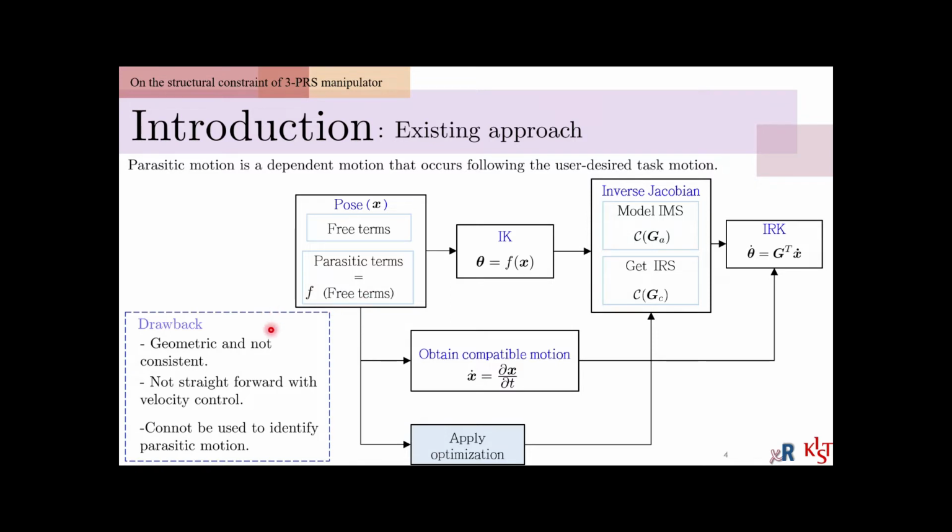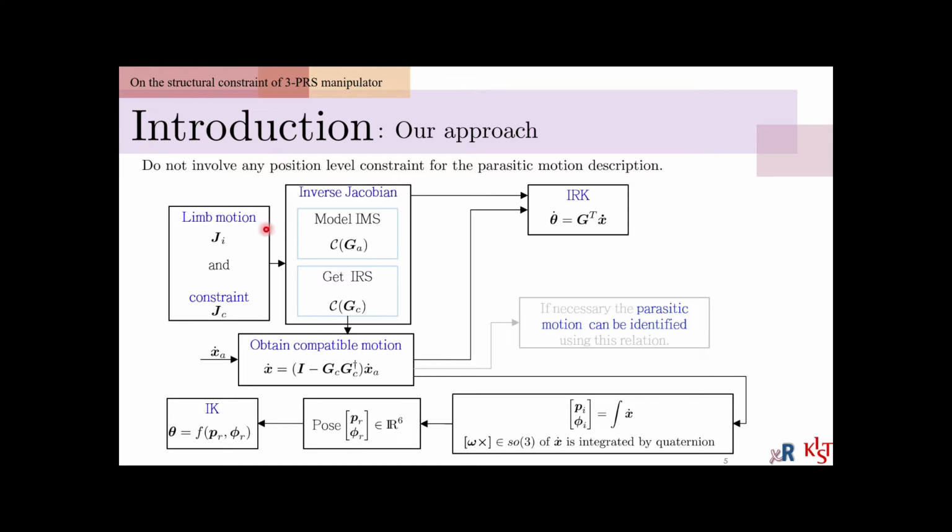Considering these drawbacks, we proposed an entirely velocity level approach. First, we analyze the limb motion at the velocity level and obtain the inverse Jacobian of the manipulator. The inverse Jacobian comprises the actuation and constraint ranges. To get a constraint compatible task motion, we project the constraint information of the manipulator onto its null space. Then we use the constraint compatible task velocity to solve the inverse rate kinematics. Moreover, we use this information to identify the parasitic terms and independent terms in x dot. After we obtain the velocity level constraint compatible motion, we can obtain the position information by integrating x dot.